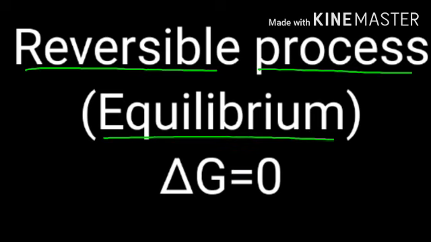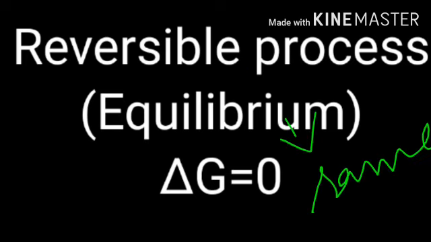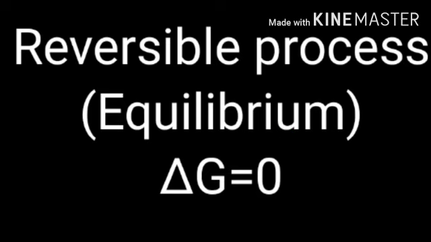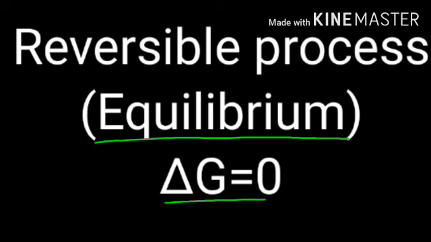A reversible process is called an equilibrium process because equilibrium means same. In a reversible process, both forward and backward reactions proceed at the same rate. So, for a reversible process or equilibrium process, the del G value is 0.